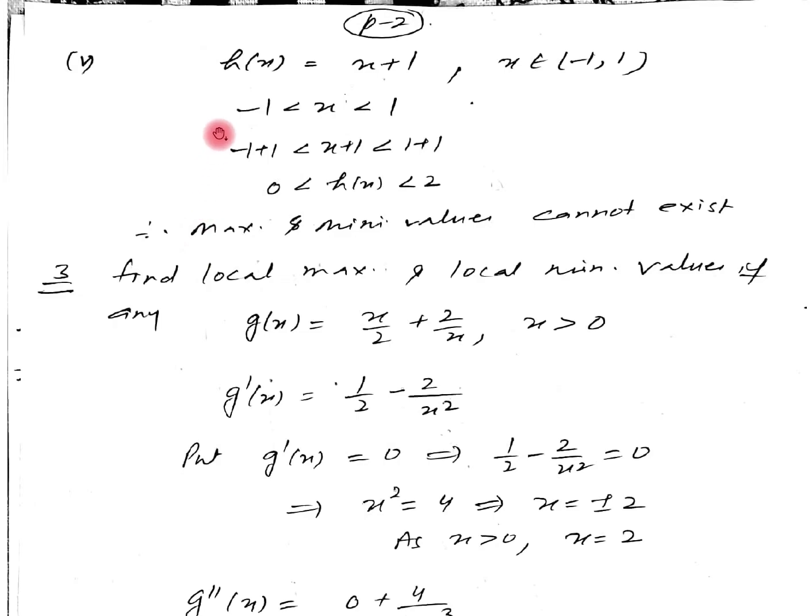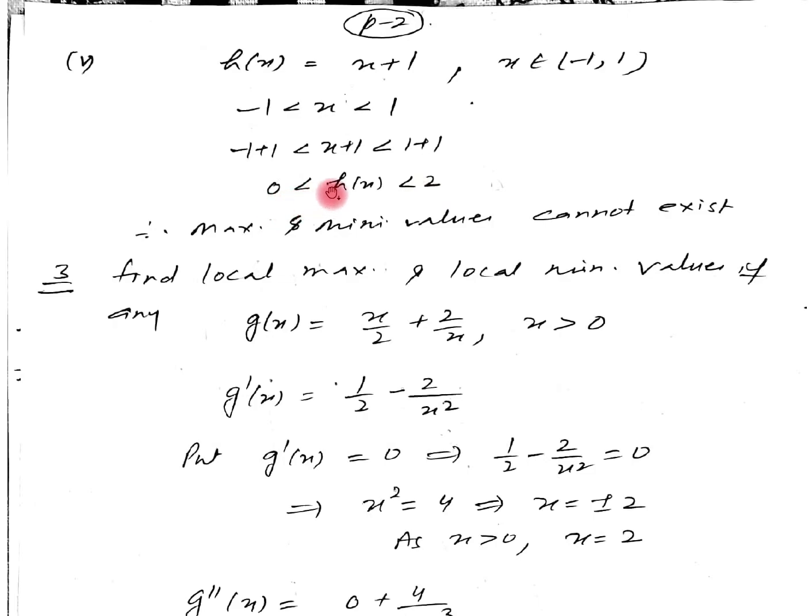Now one more question is here. Let h(x) equal to x plus 1, x belongs to (minus 1, 1). It is given in the question. Now again we have to find out its maximum and the minimum value. Now x lies between minus 1 and 1, it is given in the question. So I can write minus 1 less than x less than 1. But we want x plus 1. Then adding 1 to this inequality, it becomes minus 1 plus 1, less than x plus 1, less than 1 plus 1. So it means h(x) lies between 0 and 2.